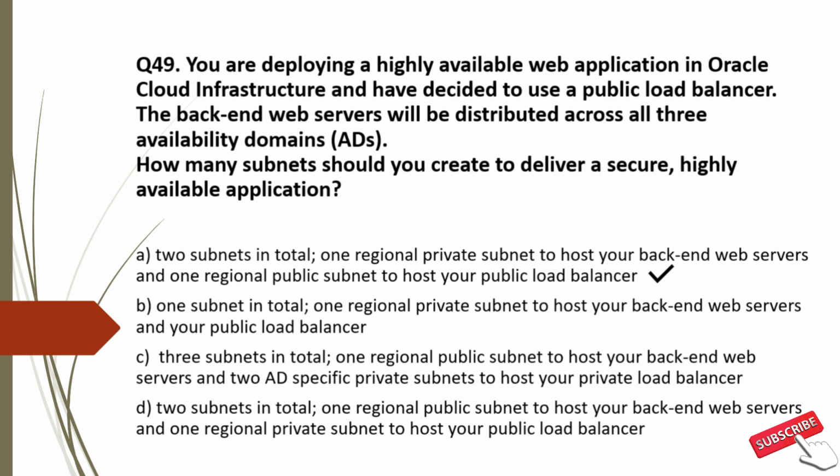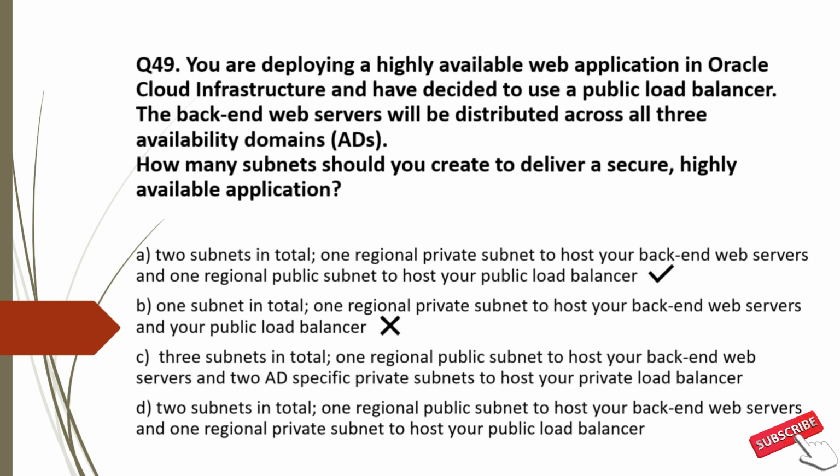Option B, 1 subnet in total, 1 regional private subnet to host your backend web servers and your public load balancer. This won't work. You can't place your public load balancer in any private subnet. This has to be in a public subnet only. So this is incorrect. Option C, 3 subnets in total, 1 regional public subnet to host your backend web servers and 2 availability domain specific private subnets to host your private load balancer. This is not needed actually.